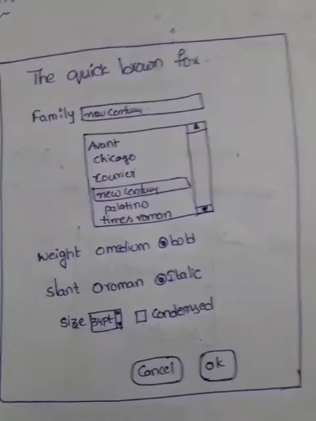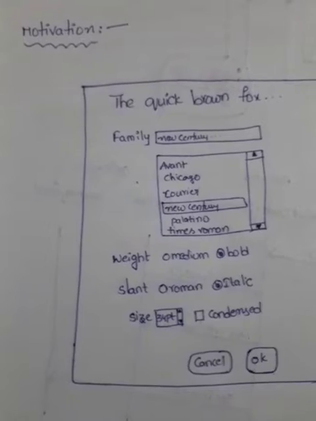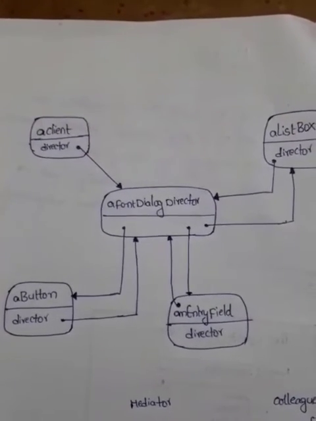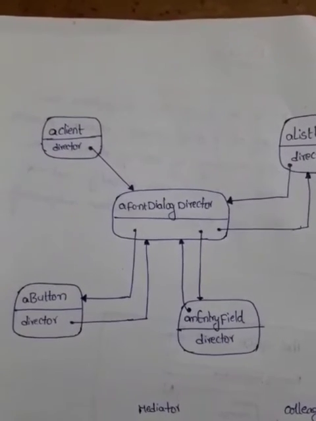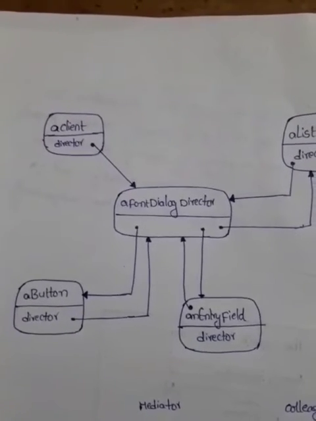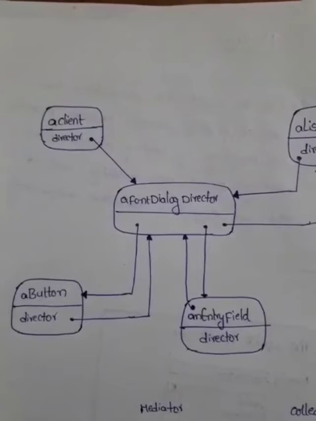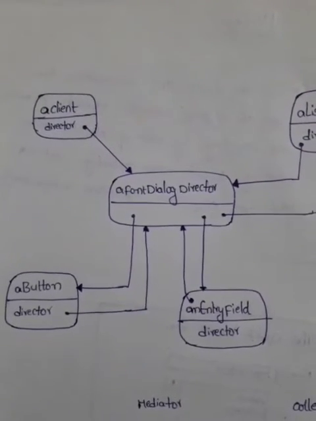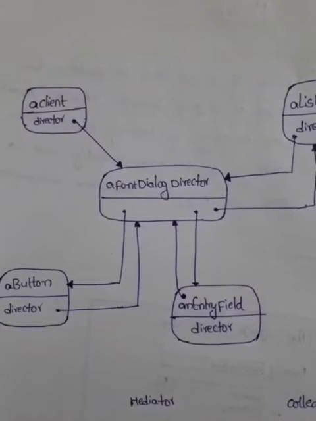For example, let us consider another example for this mediator pattern. I consider here a font dialog director that can be the mediator between the widgets in a dialog box. A font dialog box director object knows the widgets in a dialog and coordinates their interaction. It acts as a hub of communication for widgets.